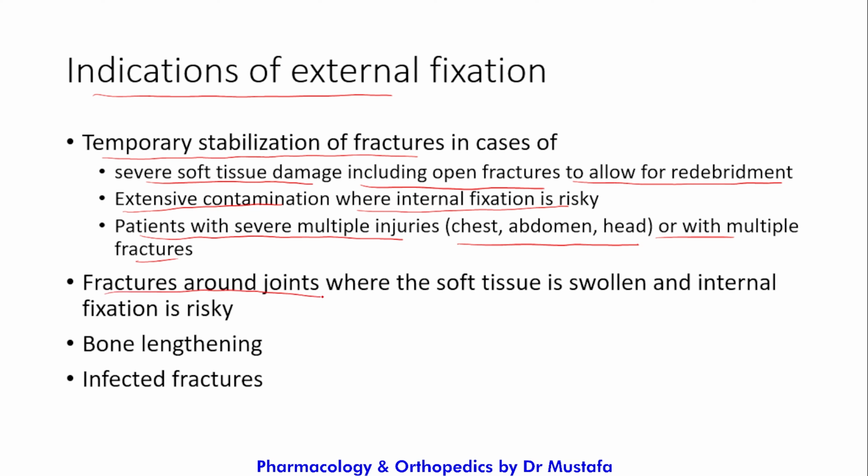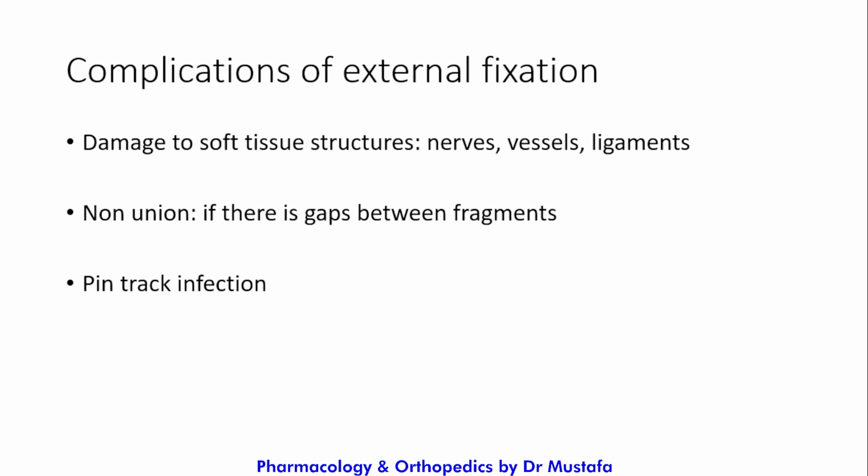Fractures around the joints, where the soft tissue is swollen and internal fixation is risky. Bone lengthening techniques, and infected fractures. Complications of external fixation: it can lead to damage to soft tissue structures, for example nerves, vessels, ligaments. Non-union, because if there's a gap between the fragments, and pin track infection.